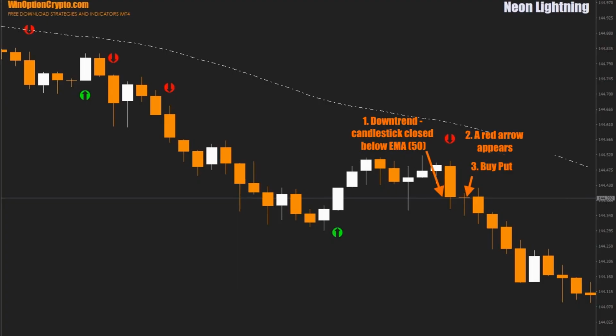To open the put option, you need to: first, make sure that the trend is downward. Second, a red arrow appeared. And third, at the opening of the next candle, we buy the put option.